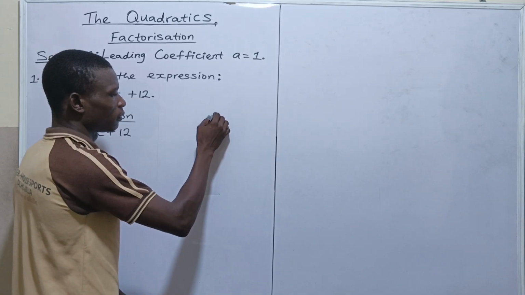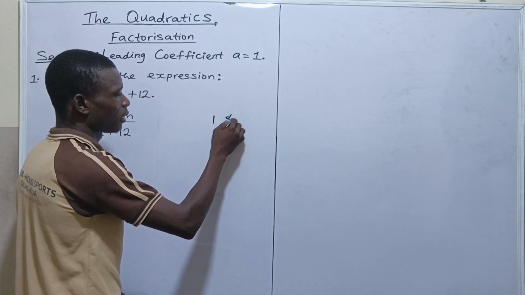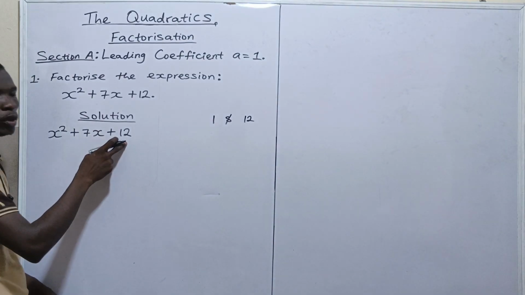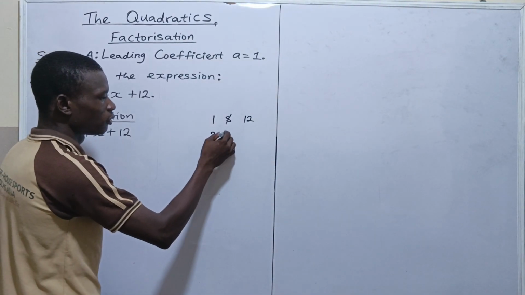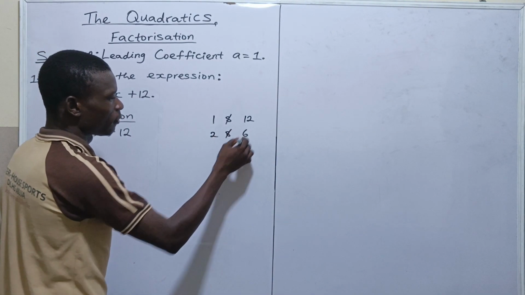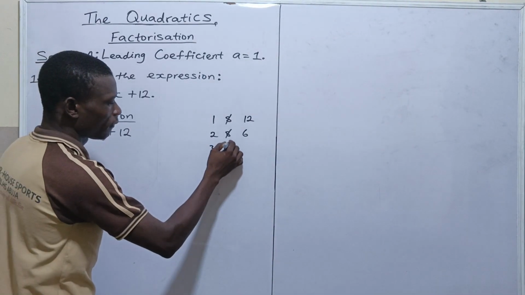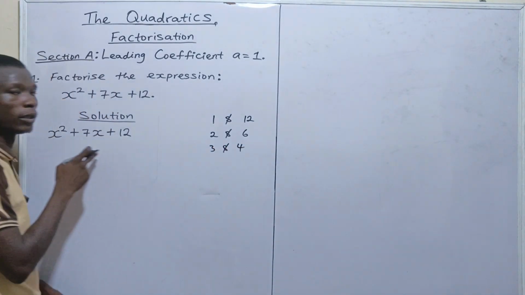So the factors of 12 in pairs are 1 and 12, because if you multiply 1 and 12, they are going to give you 12. 2 and 6. If you multiply 2 and 6, they'll give you 12. 3 and 4. If you multiply 3 and 4, they will also give you what?